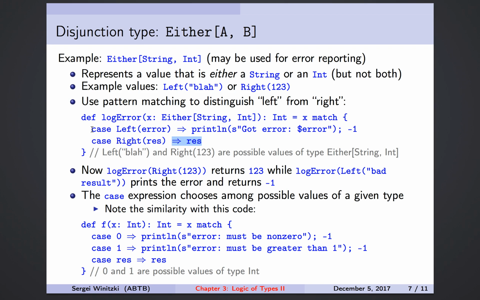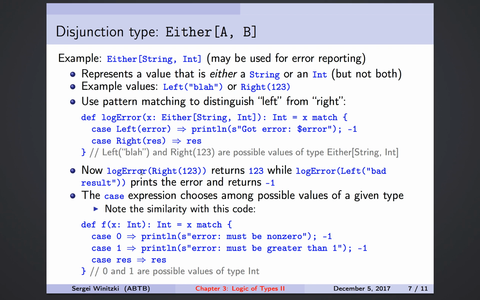So these case expressions have limited scope. So this expression from the first case until the second, it is one scope. And within this scope, the error variable is defined. Outside it is not defined. And similarly for this.